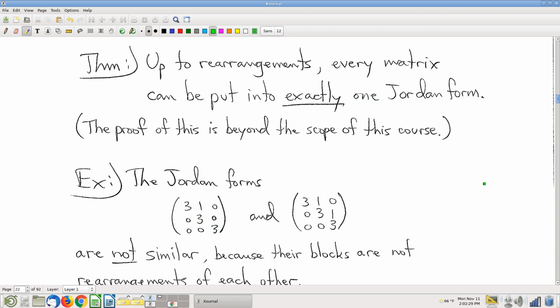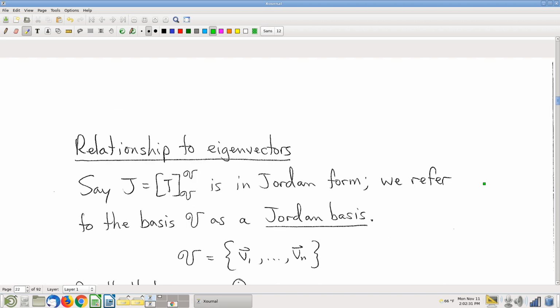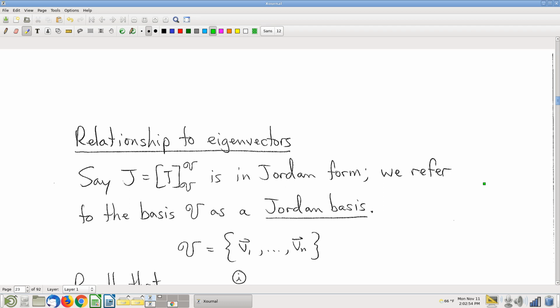Okay. Moving along. So let's talk about eigenvectors. What does Jordan form have to do with eigenvectors? Remember, Jordan form is our consolation prize to diagonalizability. Diagonalizability has a lot to do with eigenvectors. Eigenvectors are your diagonalizing basis. That's how you diagonalize, is by having eigenvectors. So what about Jordan form?